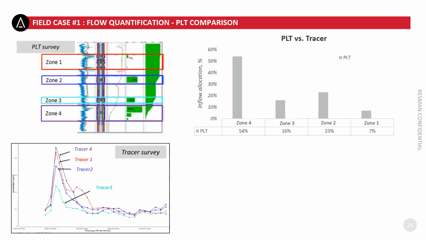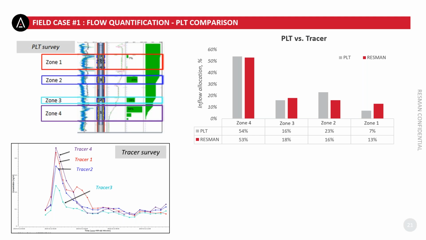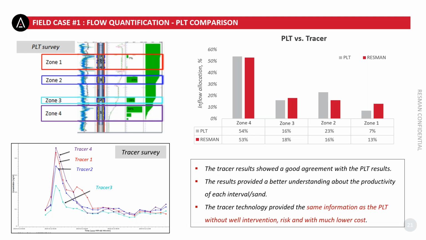Then this is how the tracer response looked like. And let's see what we got out of this. We got a very similar response in terms of the inflow when we compare PLT and tracer. So in this case, Resman provided a cost-effective and low-risk solution to obtain important reservoir information. And the results are quite comparable to the results of the PLT. So the difference is the low risk that the Resman technology can offer without well intervention, and it actually will enable better well placement and completion design for future wells.